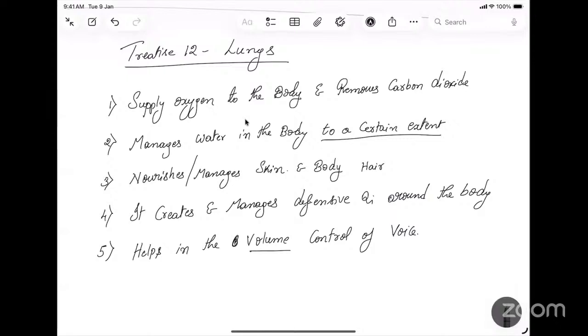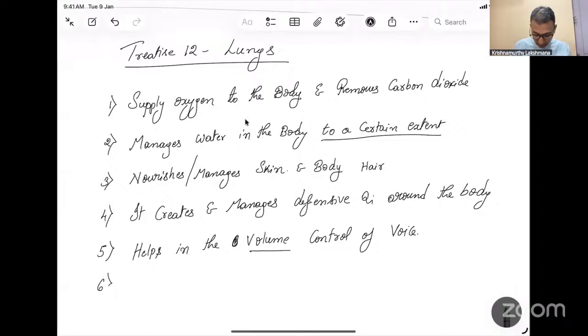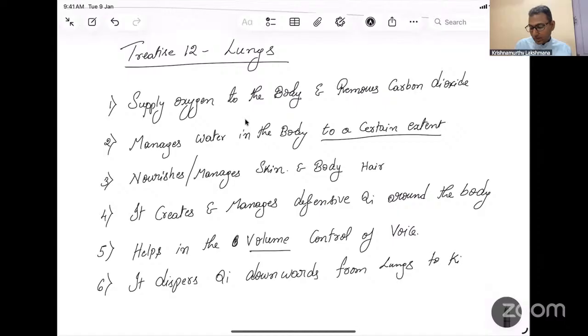It disperses chi downwards from lungs to kidney. Very good. It disperses chi downwards from lungs to kidney. Very important. And what else?